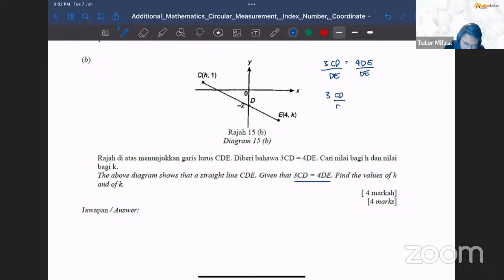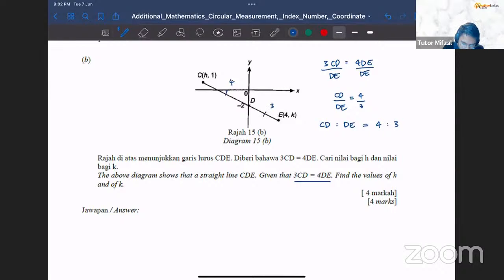Okay. So now you get 3CD divided by DE is equivalent to 4. You bawa the 3 to the opposite side, so you will get 4 over 3. Okay, so this is telling us that CD is to DE is equivalent to 4 is to 3. So what this is trying to tell you is that the ratio of CD to DE is just 4 by 3. So this is 4, this is 3.